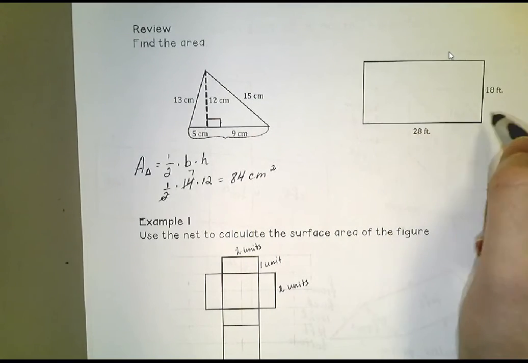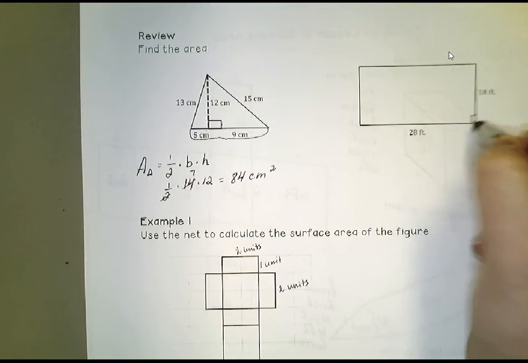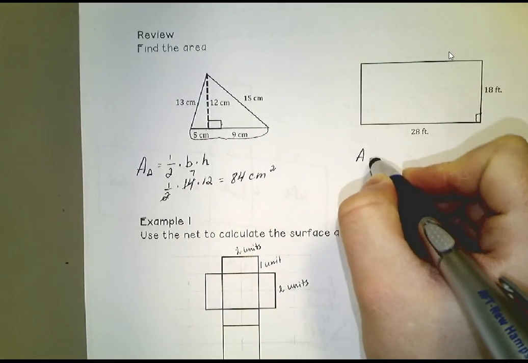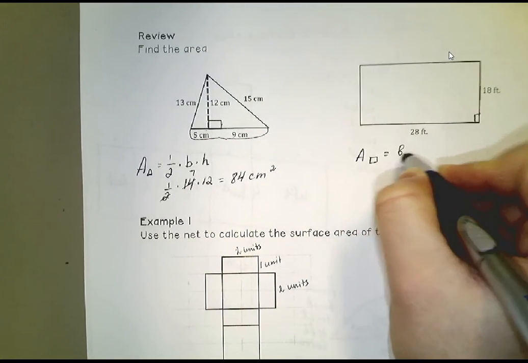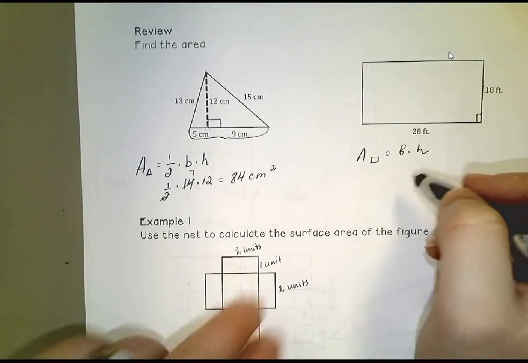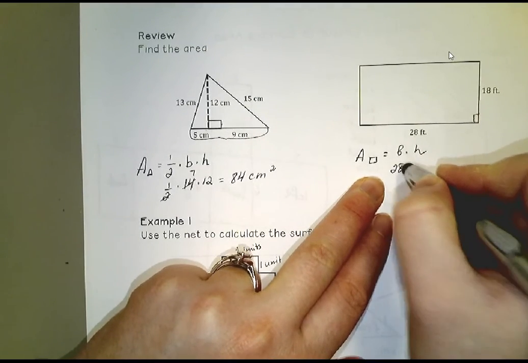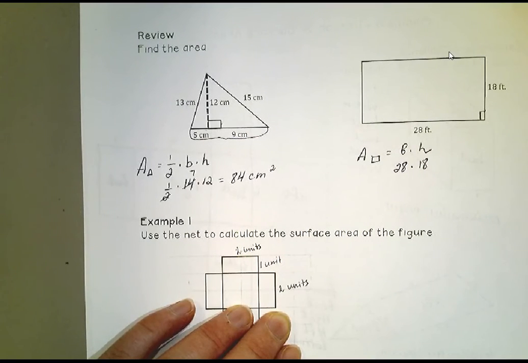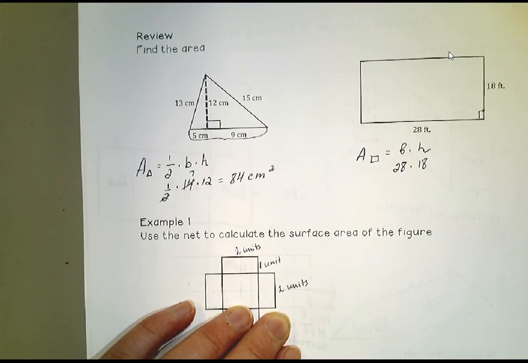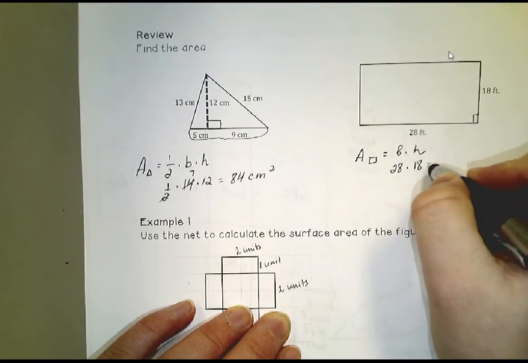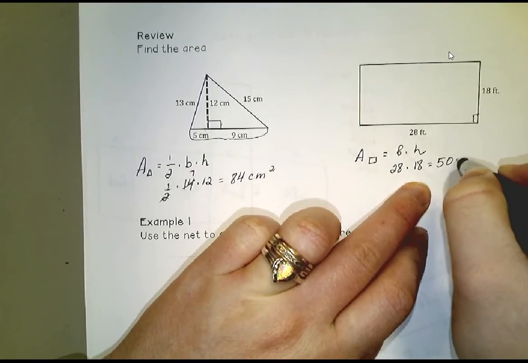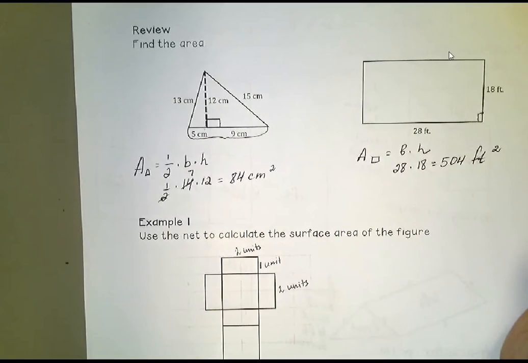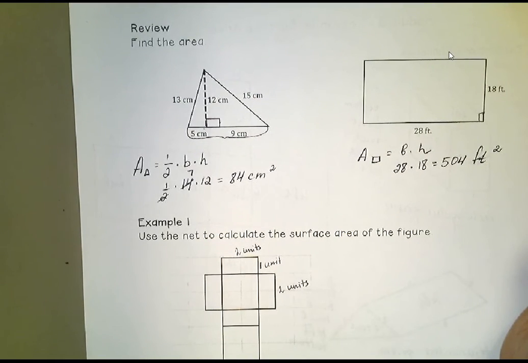It's base times height, and the height is already making a 90-degree angle with the base. So it's the area of the rectangle, base times height, which is 28 times 18. And 28 times 18 is 504 feet squared. All right.